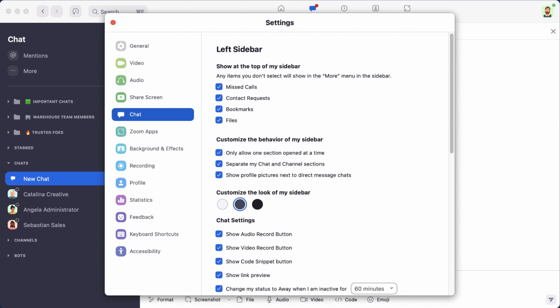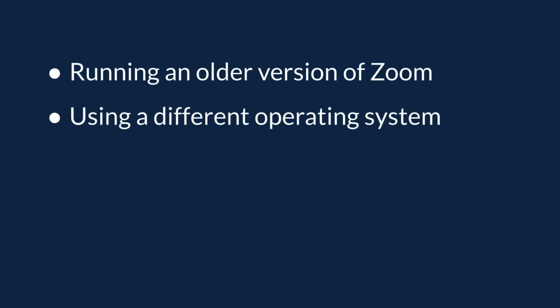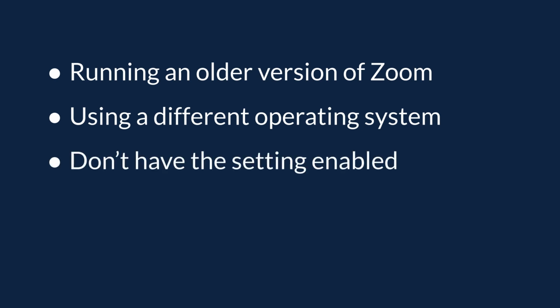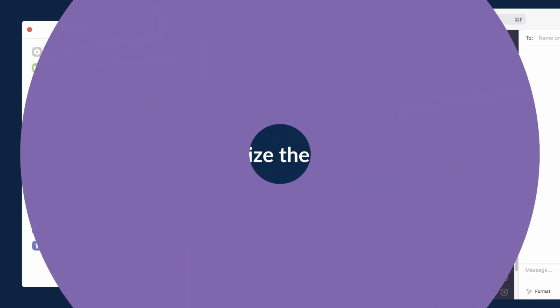If a setting covered in this video isn't visible to you, it is likely that you are either running an older version of Zoom and need to update, using a different operating system which leads to subtle differences, you don't have the particular setting enabled, or a feature or setting has been disabled by your Zoom account administrator.